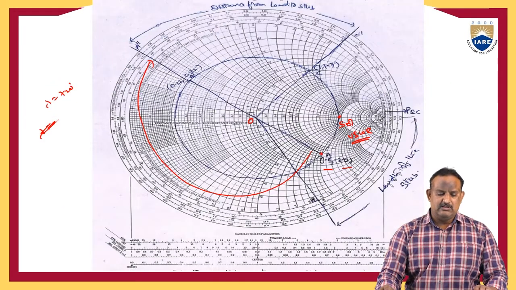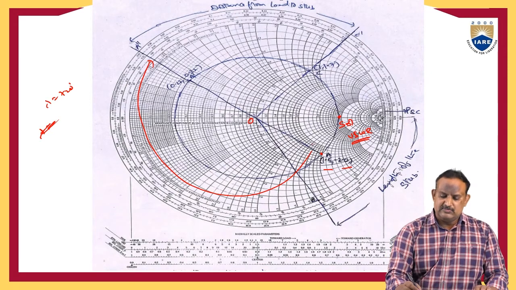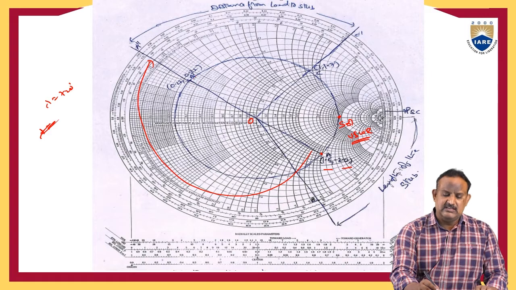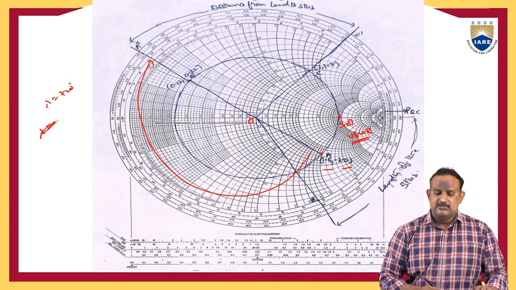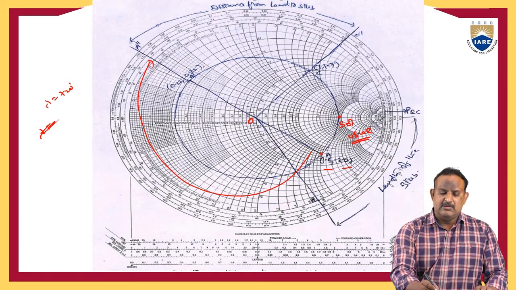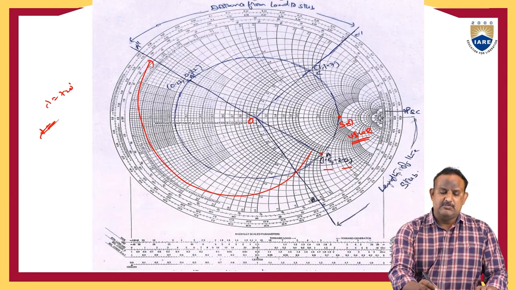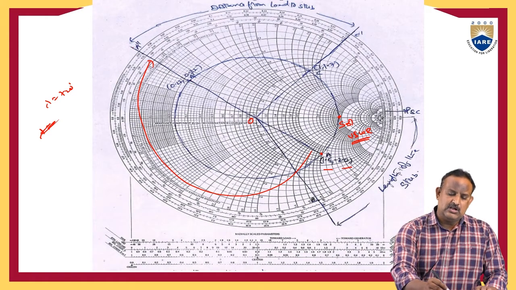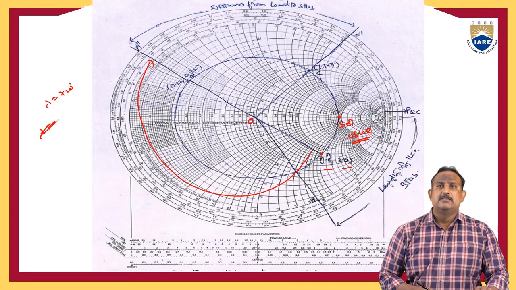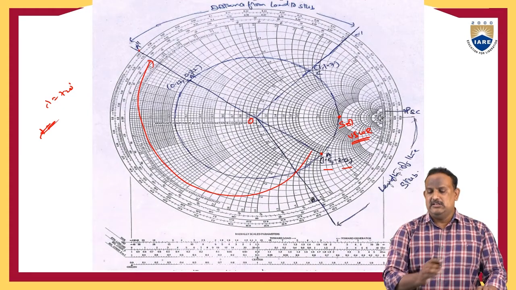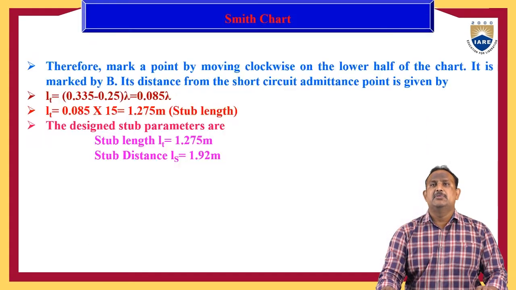So travel a distance of lambda by 4. From this point, it reaches the exactly opposite point. Mark that point as A dash. The point is 0.22, 0.32. Extend the line to the outer rim as A double dash.